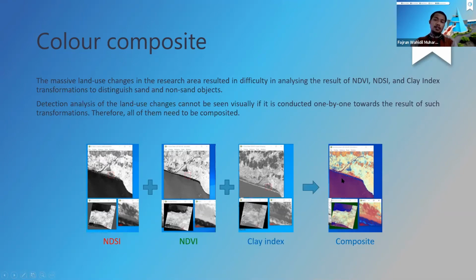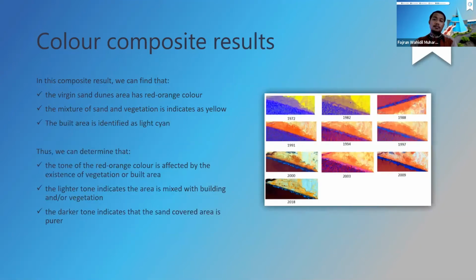It is like the right figure. Based on our composite result, we can find that the virgin sand dunes area has a red-orange color. Actually, for the imagery from 1988, because the first two imageries don't have shortwave infrared, it has a slightly different color. And also the mixture of sand and vegetation is indicated as yellow. And third, the built-up area is identified as light blue.